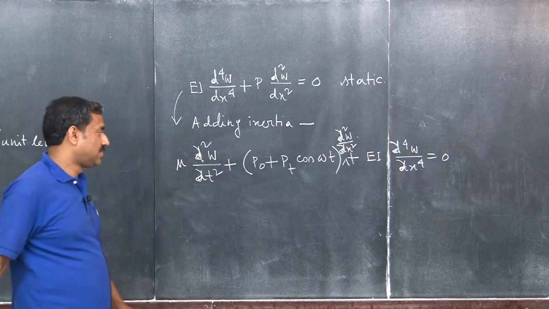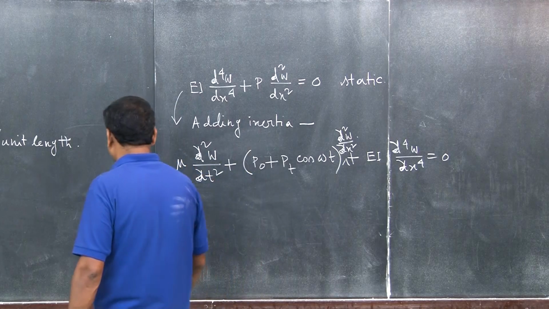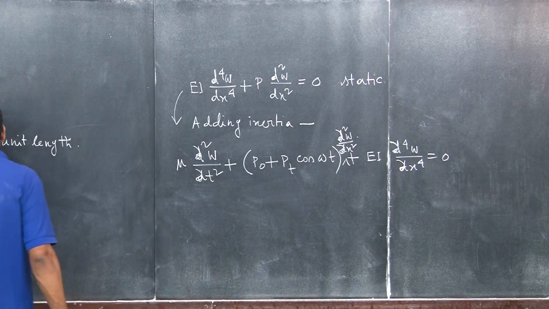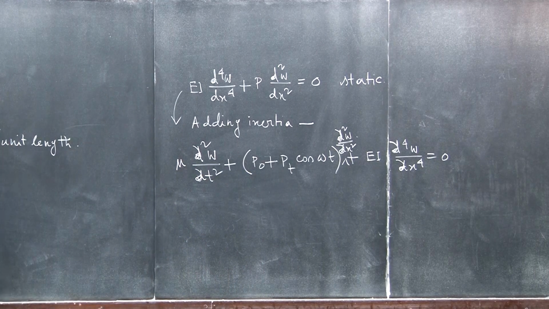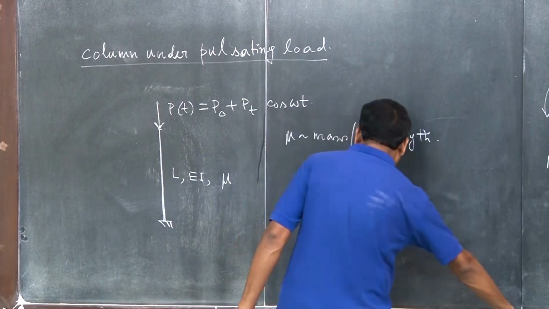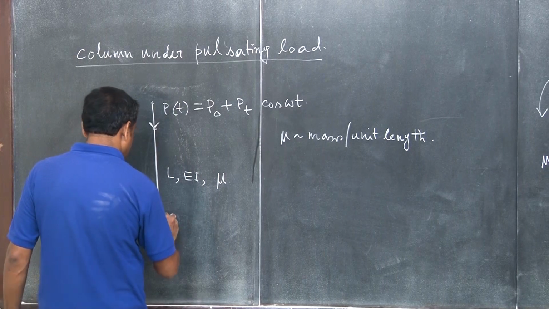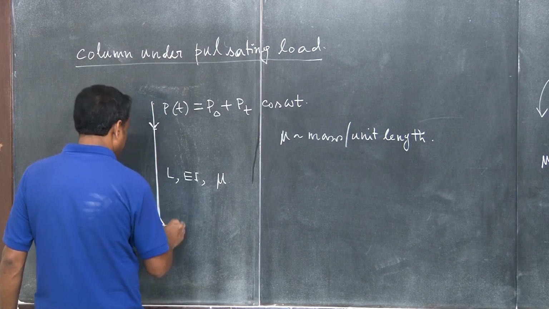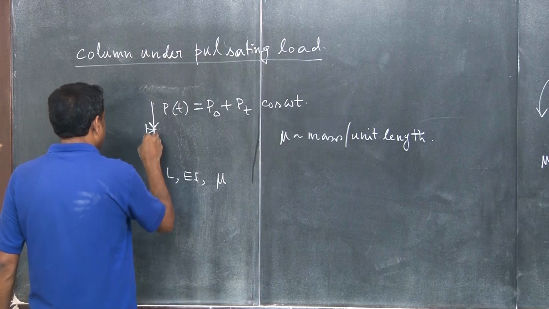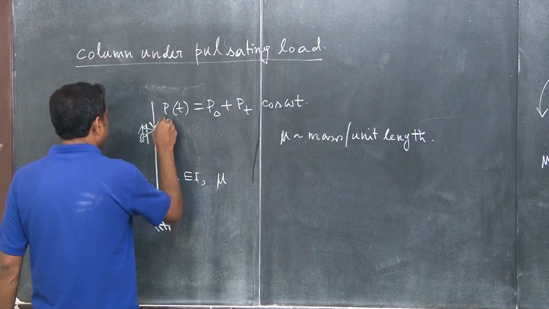Now we have to solve this equation. How will you solve this equation? There are different ways to solve, but let us assume that this column is a simply supported column. That is for simplification. So earlier, this is simply supported and there is also a hinge.